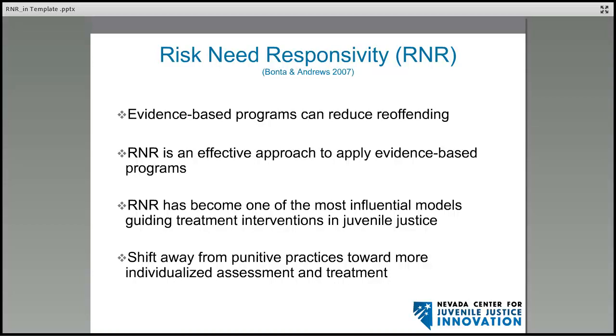The use of risk-need responsivity principles has become one of the most influential models guiding treatment interventions in juvenile justice, and offers a shift away from punitive practices towards more individualized assessment and treatment of youth to help youth achieve long-term success. As Nevada engages in juvenile justice reform and the use of evidence-based programs and practices, it's imperative that the risk-need responsivity framework guide the use of treatment programs and interventions. Let's take a closer look at each of these three principles.